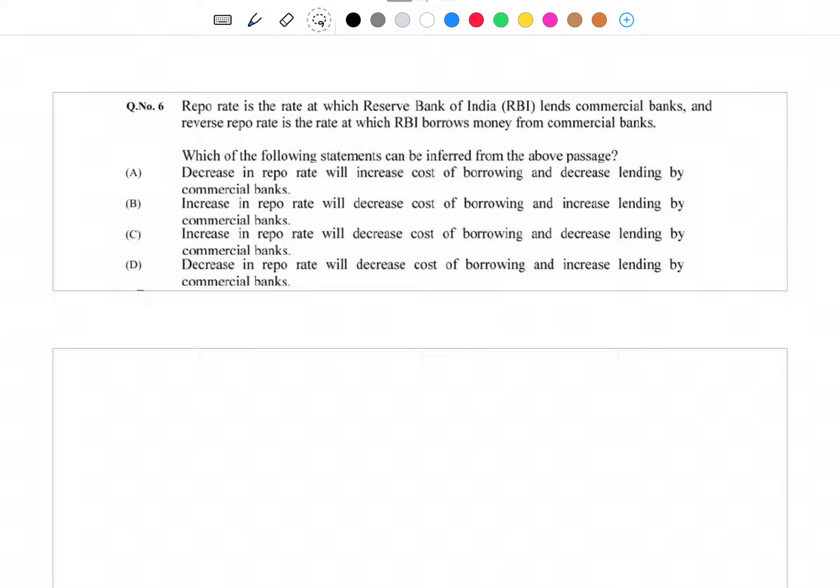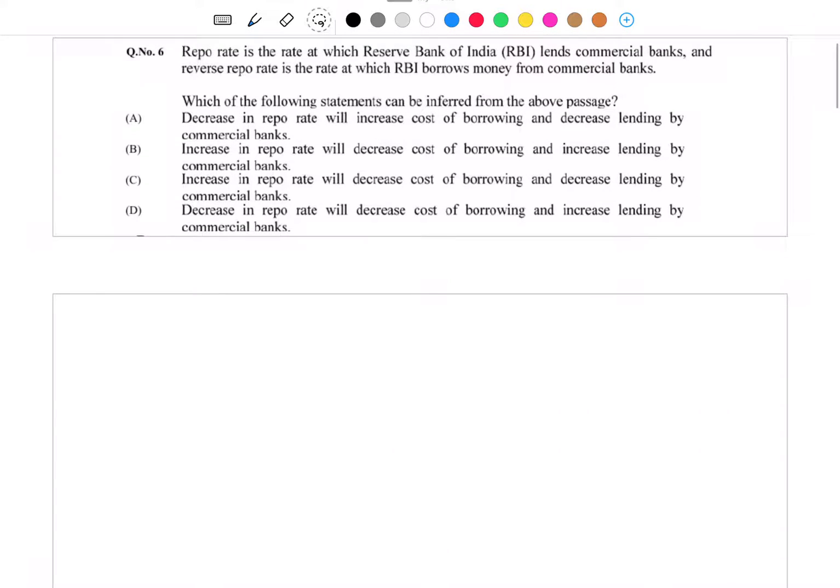Hello everybody. So in this tutorial video, we will be discussing question 6 to question 10 of the General Aptitude Test of GATE 2020 Biotechnology. So let's get started. In the first question, it is said that the RBI is lending to other commercial banks and that rate is said to be the repo rate.